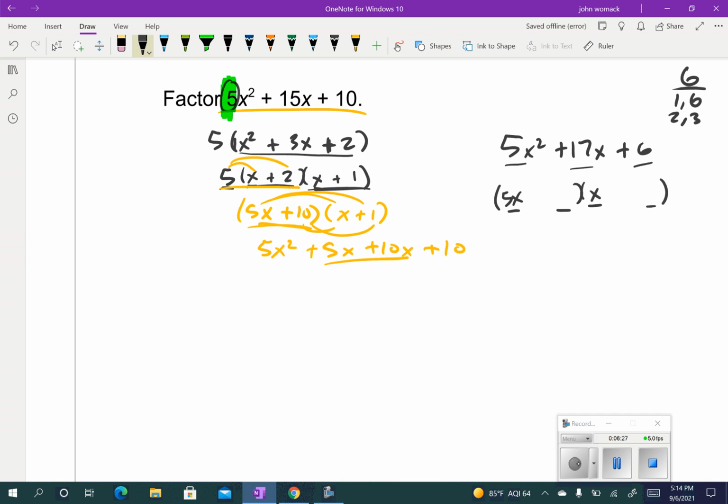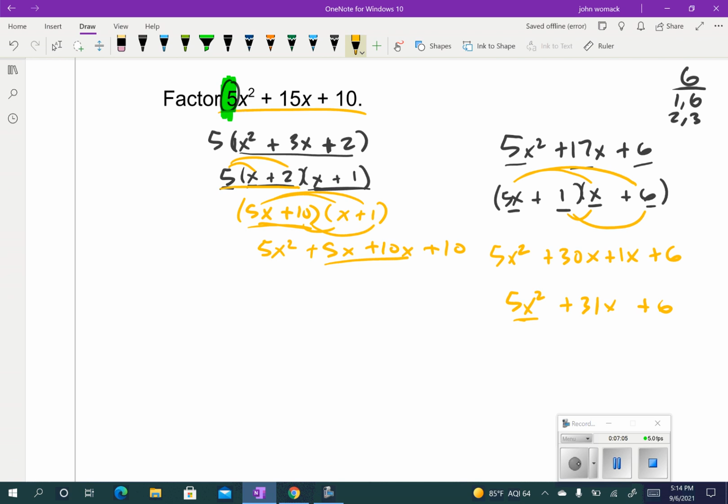Like I could try the 1 and the 6, and I'm just going to try it and see if it works. So I'm going to go plus 1, plus 6. Well, the way I'm going to check to see if it works is just by multiplying it out. I'm going to go 5x times x, and that would give me 5x squared. Now we already knew that. I'm going to go 5x times 6. That gives me a 30x. I'm going to go 1 times x, gives me a 1x, and 1 times 6. All right, so I end up with 5x squared plus 31x plus 6.